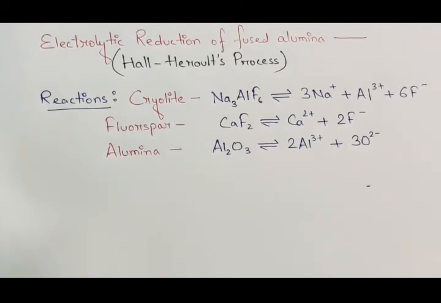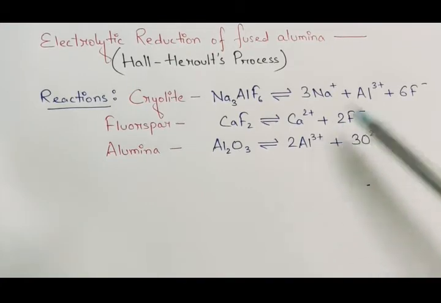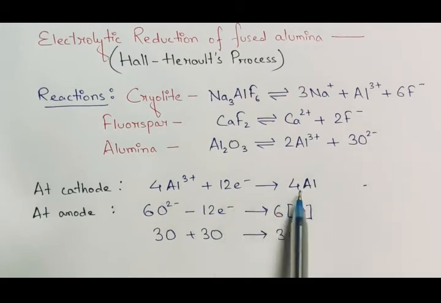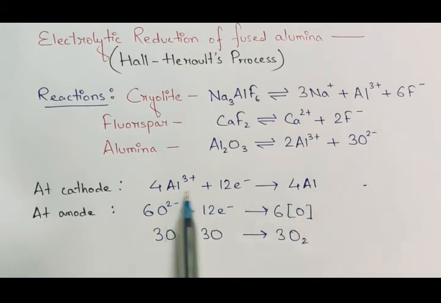At the cathode, that is the carbon lining inside the electrolytic cell, the aluminium gets deposited. At the cathode the aluminium ions accept the electrons to form metallic aluminium, and at the anode the oxide ions lose the electrons to form nascent oxygen, and this nascent oxygen then combines with itself to form oxygen gas.